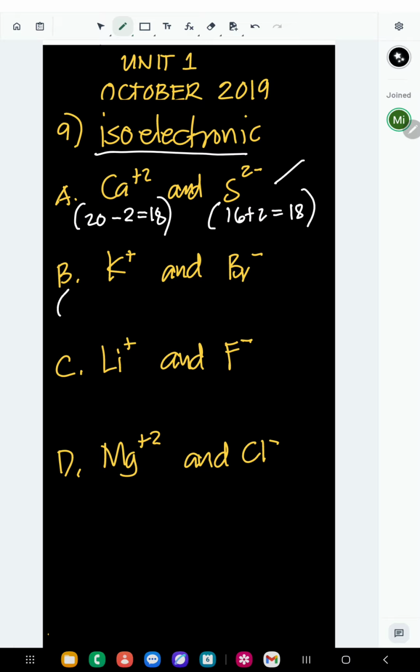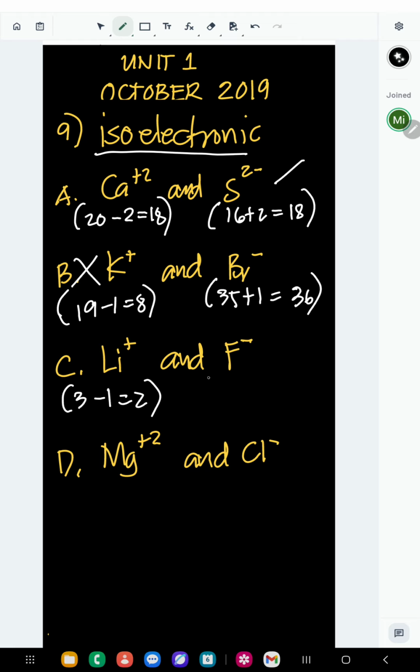So for potassium, that is 19. Okay, 19 minus 1, which is 18. And then for the bromine, that is 35 plus 1, which is equal to 36. So potassium and bromine aren't isoelectronic. How about lithium and fluorine ions? So lithium is 3 minus 1 is equal to 2. Fluorine is 9 plus 1 equals 10. They're not equal. Okay. So it cannot be lithium and fluorine ions.